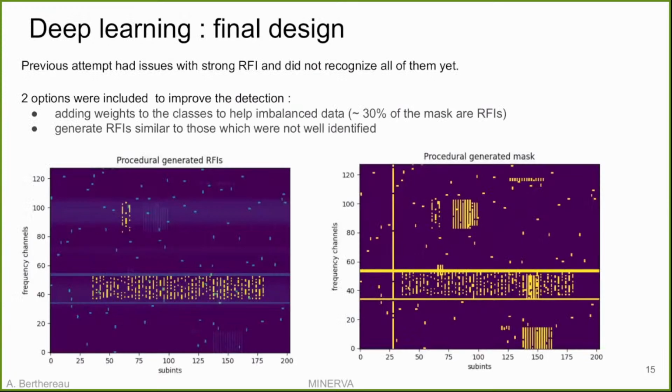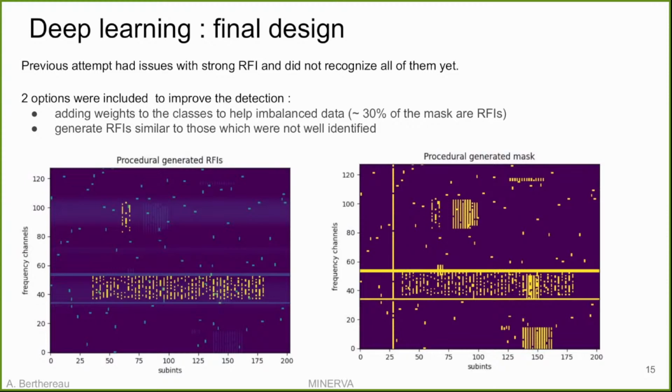I've been working on this project for a few months, and I could see some problems emerging from time to time. One of them was that during our previous attempt, we had issues with strong RFI. This was small but very strong RFI that was periodically located in the dynamic spectrum. We tried to imagine two different solutions to improve the detection of this RFI.